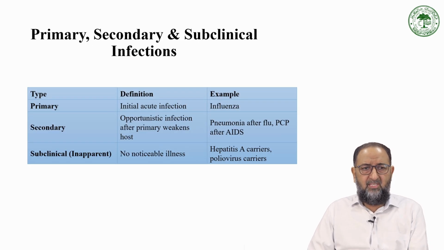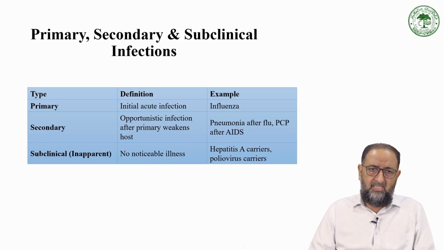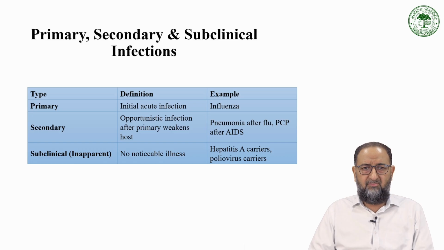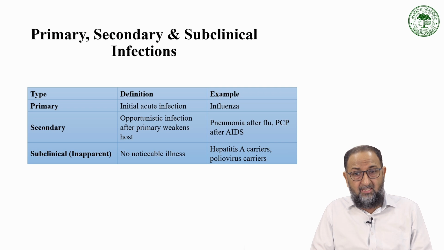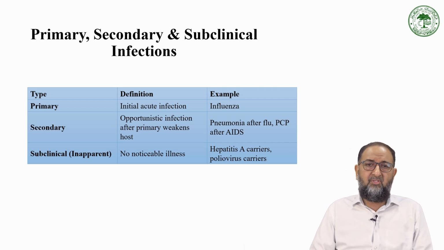Then we have primary, secondary, and subclinical conditions. The initial acute infection is called primary, like influenza. Secondary infections are opportunistic infections, like pneumonia after flu, or PCP in AIDS. Subclinical is a non-noticeable illness, where symptoms are generally not noticeable. For example, hepatitis A carriers and poliovirus carriers show no signs, but they are carriers of the disease.